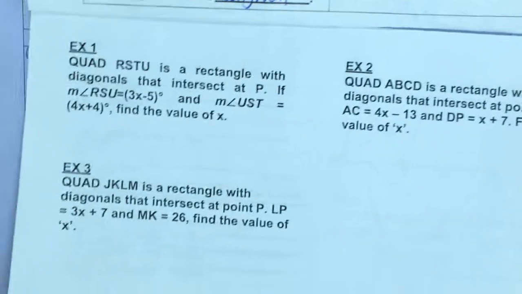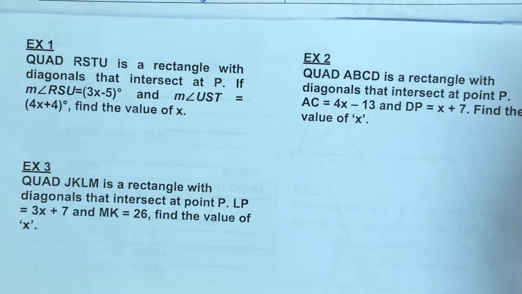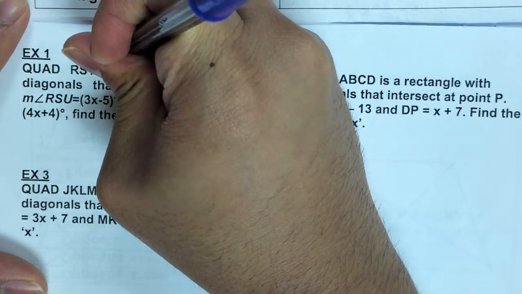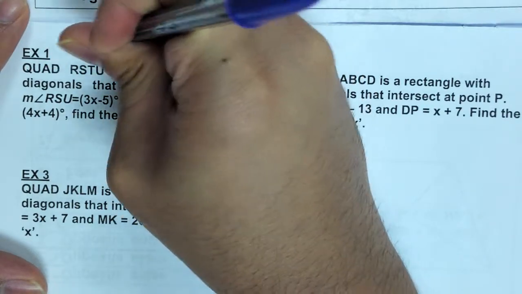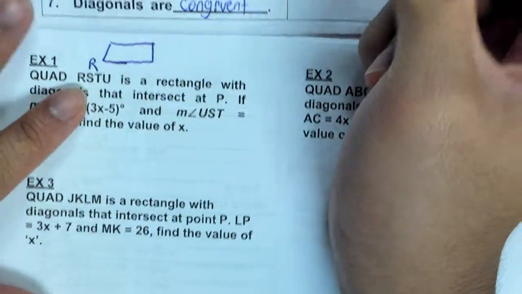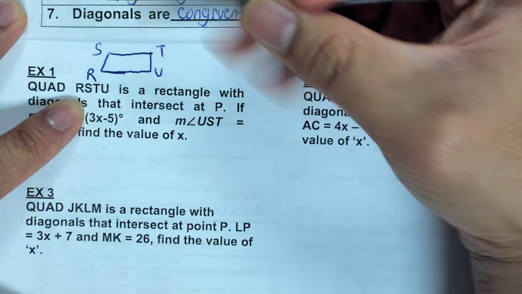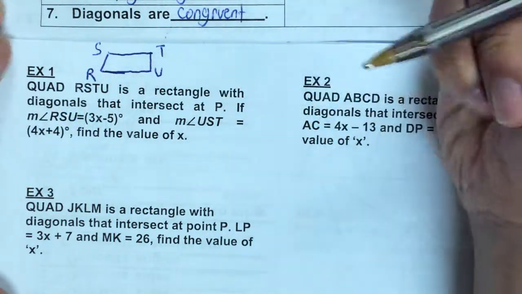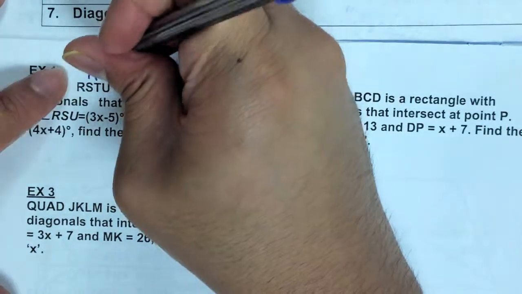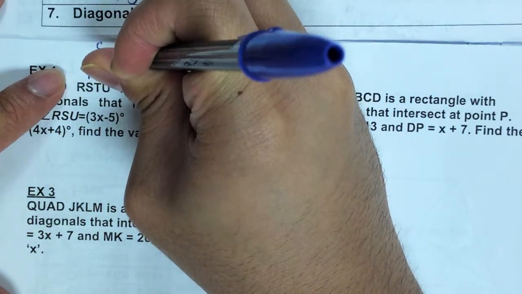So let's go over some examples. Okay, example 1. I'll draw a picture up here. When you see the order of the letters, they need to go around. So R, S, T, U. Again, R, S, T, U. So we have quadrilateral RSTU is a rectangle with diagonals that intersect at P. So this diagonal, right here in the middle, we call it P.